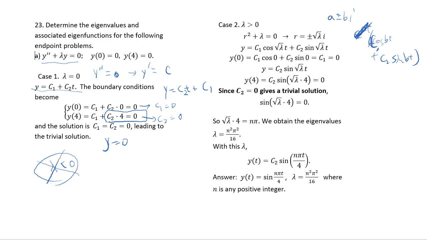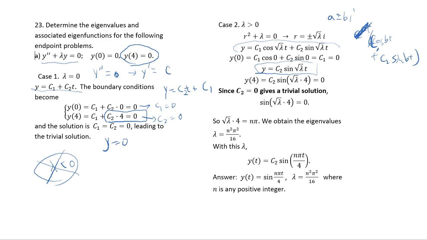And then once you have c1 equal to 0, plug it back into our original. So if c1 is 0, what do you get? You end up with y equal to c2 sine lambda t. So that's what you get. Then think about what the next endpoint condition is saying. Y of 4 has to be 0. So y of 4 is c2 sine square root lambda times 4. I'm replacing t by 4 here, and that has to equal 0.